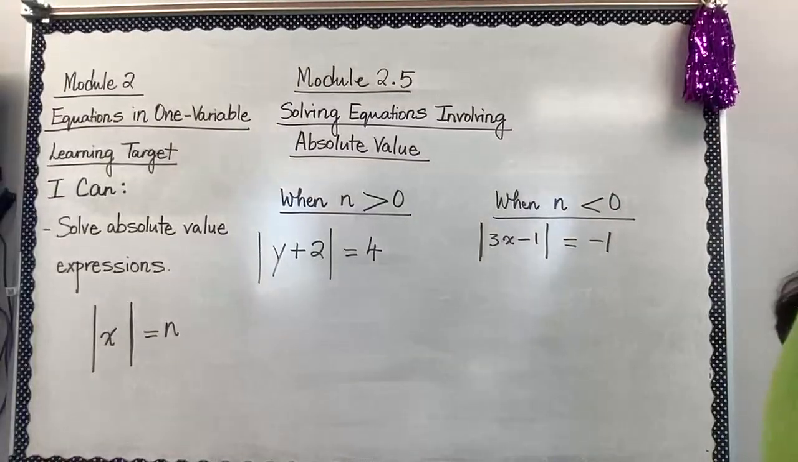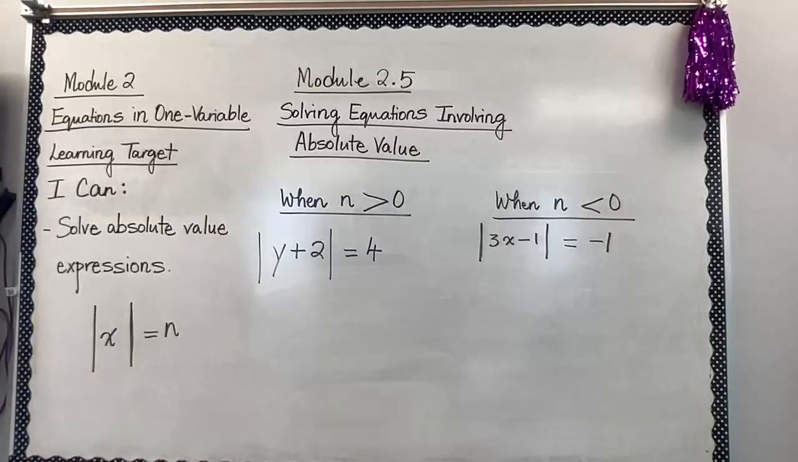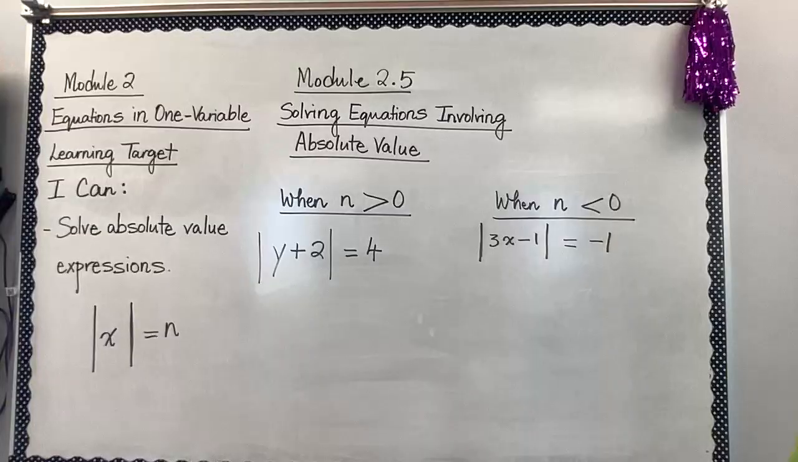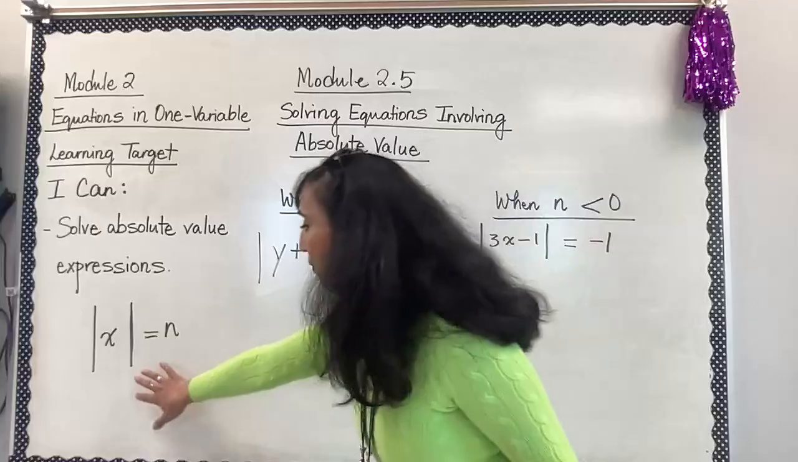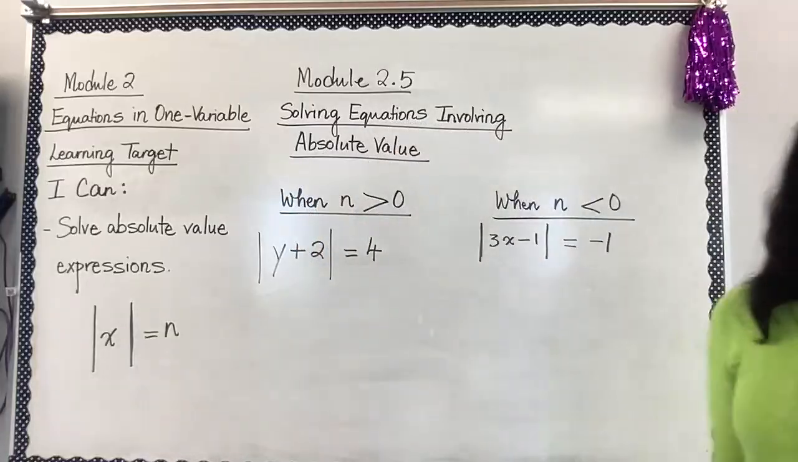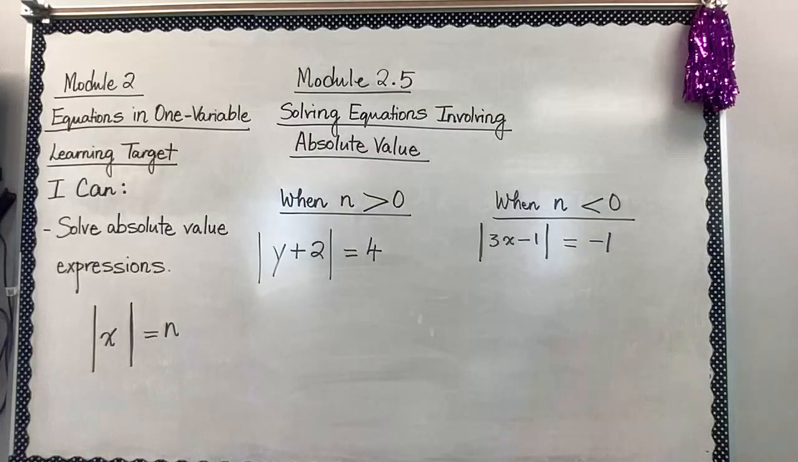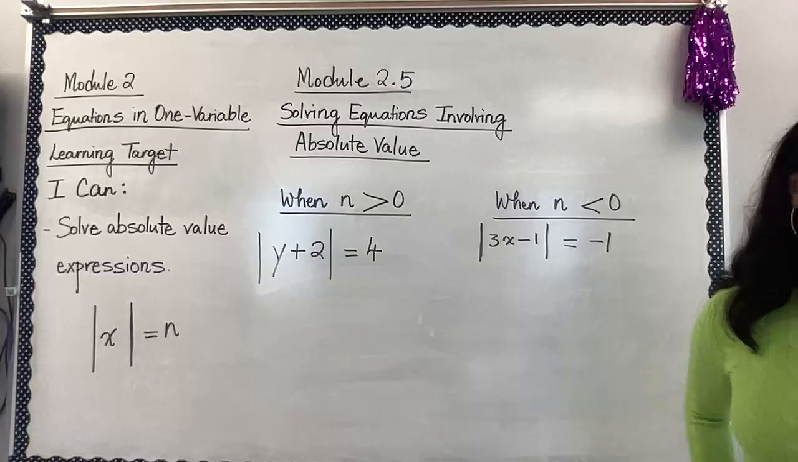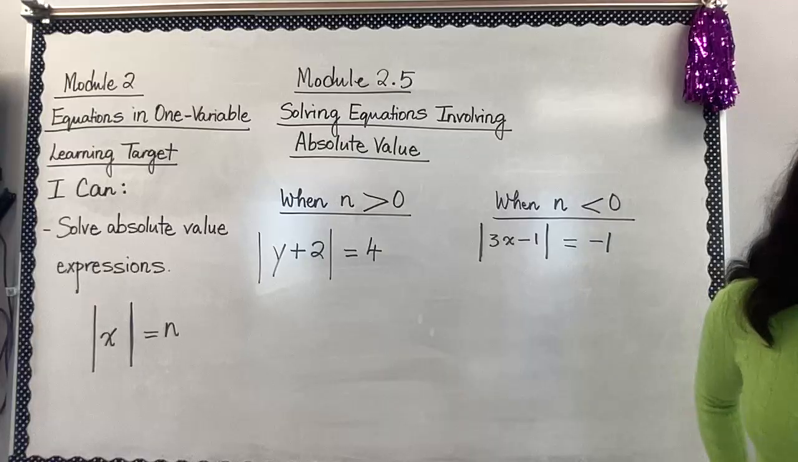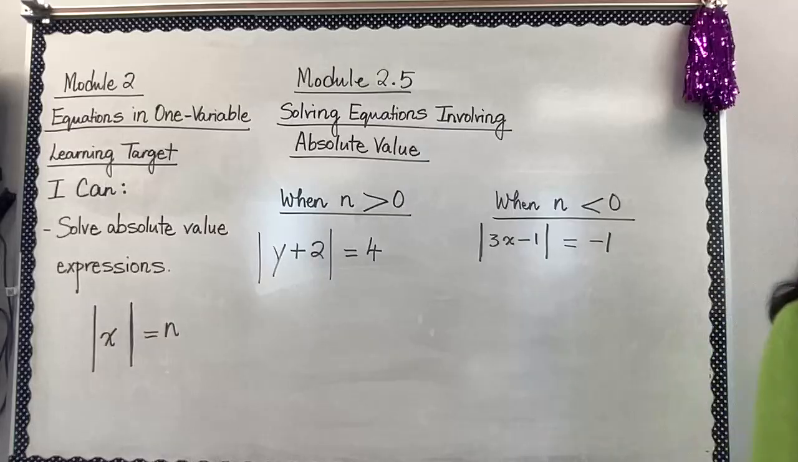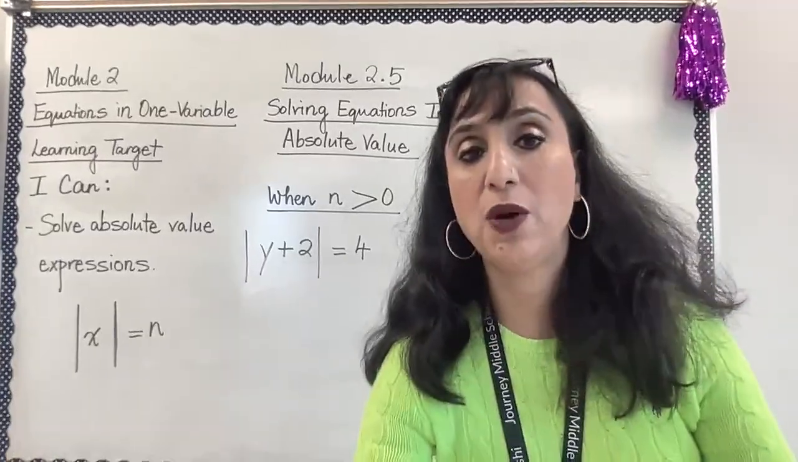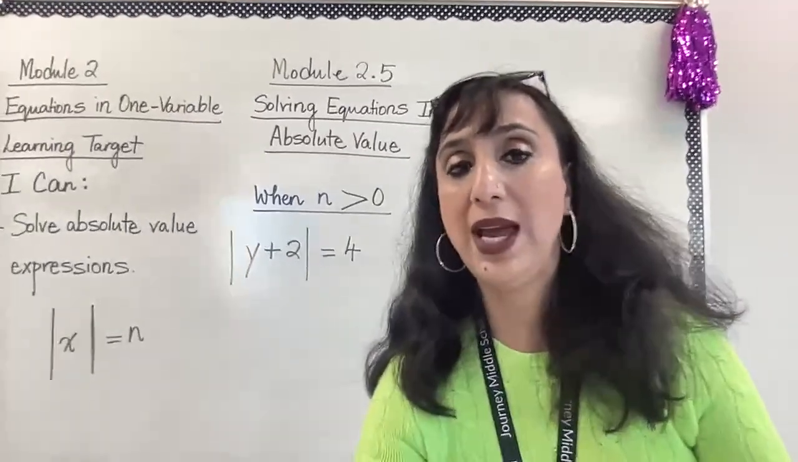So again, absolute value equations contain at least one absolute value expression, and the simplest form of an absolute value equation is absolute value of x is equal to n. And because absolute value represents distance, you must consider the case where the solution is x units from 0 in the negative direction and the case where the solution is x units from 0 in the positive direction. So as I said, distance is a positive thing. So we've got to look at both sides of 0 on the number line.